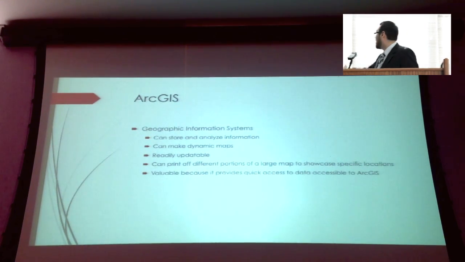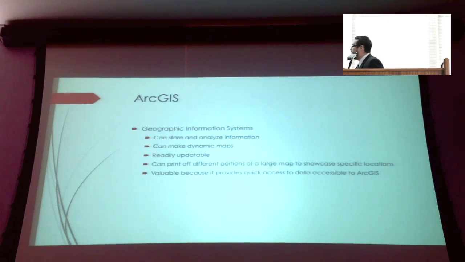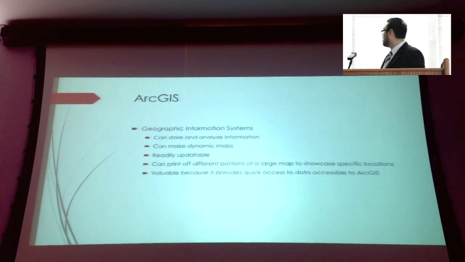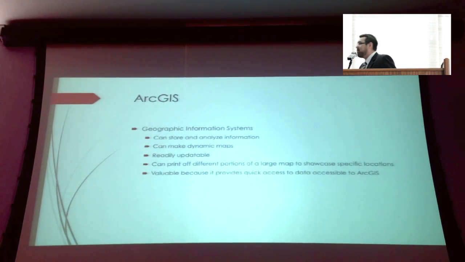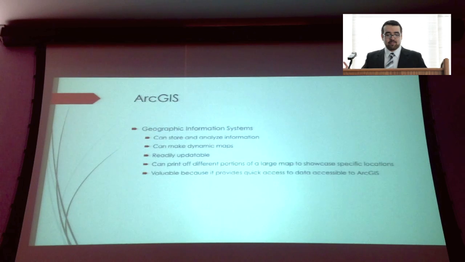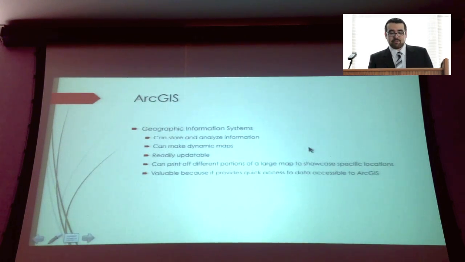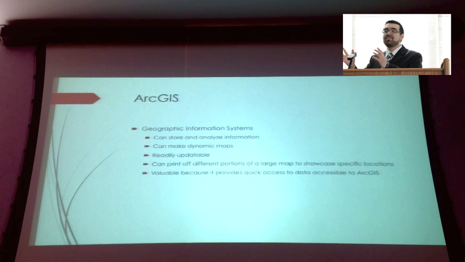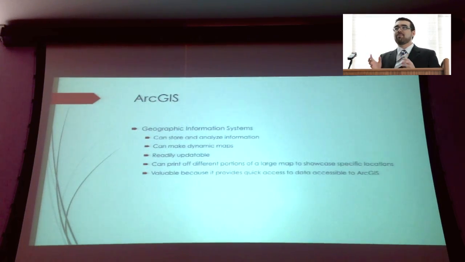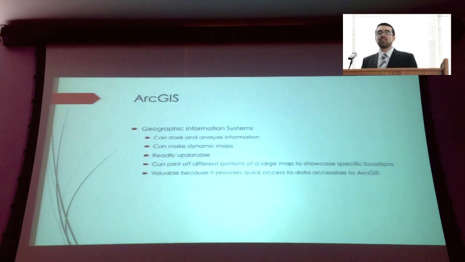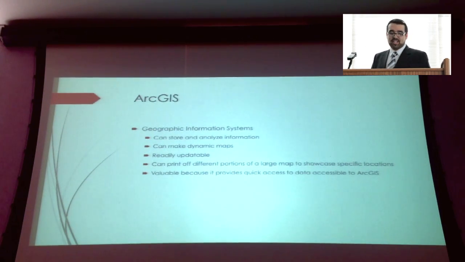So you don't have to make a giant map and then only be able to move pins around. It makes it much easier to have a refresh of whatever data you want to look at in different contexts, or perhaps you only want to see one political subdivision in Summit County as opposed to all of them. And it's easy to print off different portions of a large map to address a concern for a specific location, or just to look at comparisons between different locations in the county. It's very valuable because it provides quick access to all the data you have through ArcGIS.